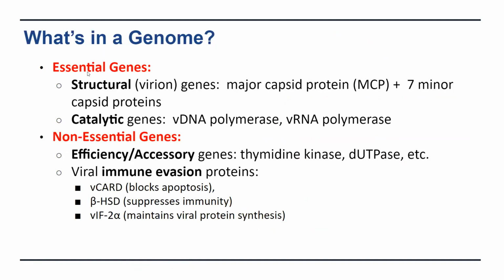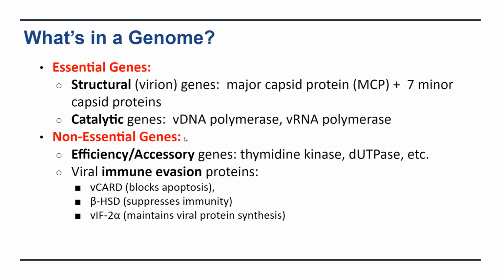If you ask what's in the genome, there are two kinds of genes. There are essential genes and non-essential genes. What makes up the two categories? Well, the essential genes are pretty obvious. These include structural genes like the major capsid protein and some of the minor proteins I've already alluded to, and then a series of essential catalytic genes like the viral DNA polymerase that allows the virus to replicate its genome, and the viral RNA polymerase that allows it to produce late viral messages. The reason these are essential genes is that if you knock them down or knock them out, nothing happens. Virus replication grinds to a halt.